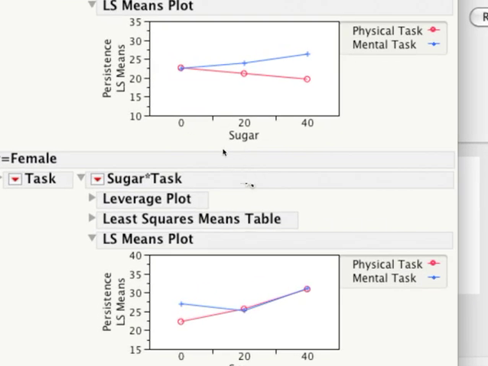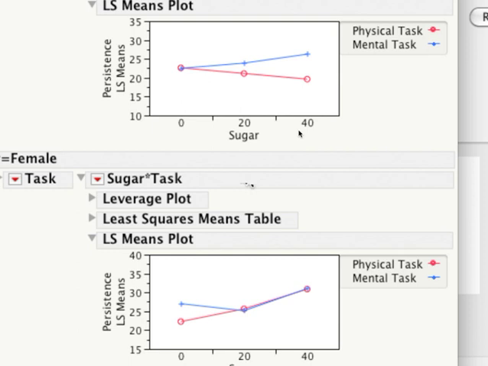So again, we're looking at the effect of sugar. So as sugar increases, how their persistence is affected, right? And we're looking at the top for males and for females in the bottom. So let's first look at males, right? So for the mental task, more sugar helps them. For the physical task, more sugar hurts them. They persist less long.